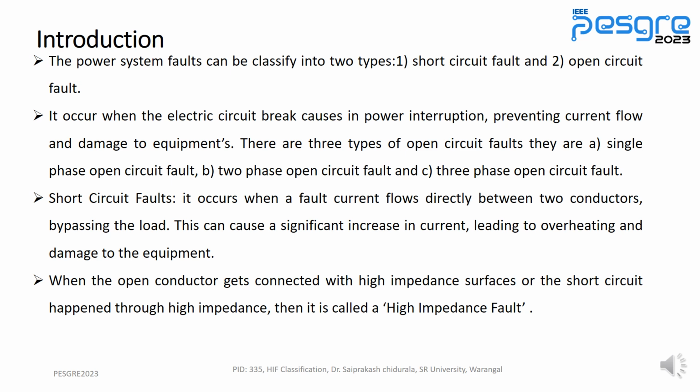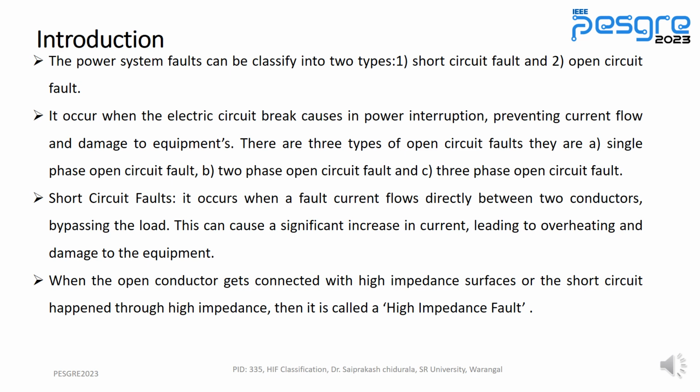When an electrical circuit breaks, it causes power interruption, preventing current flow and damage to equipment. These types of faults are called open circuit faults, and there are three types of open circuit faults: single phase open circuit fault, two phase open circuit fault, and three phase open circuit fault. Coming to the short circuit faults, it occurs when a fault current flows directly between two conductors bypassing the load. This can cause a significant increase in current, leading to overheating and damage to the equipment.